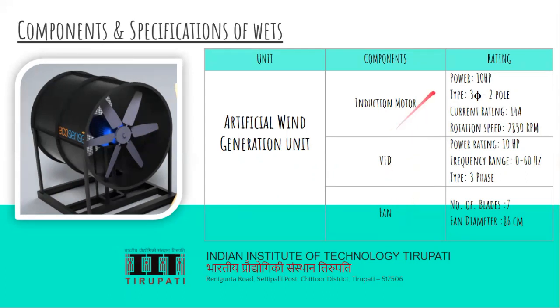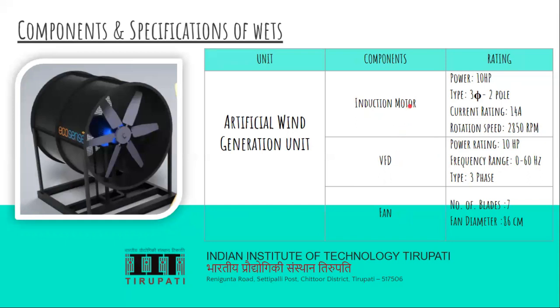The name itself indicates that this unit produces artificial wind. In the laboratory itself, we can produce artificial wind at various speeds. By using the variable frequency drive, which has a power rating of 10 HP and a frequency range of 0 to 60 Hz and is 3 phase, we control the speed of the induction motor.